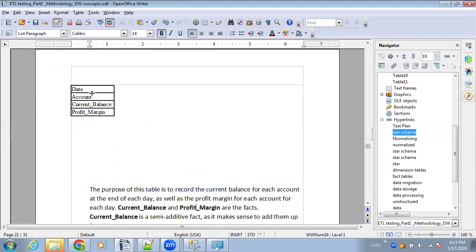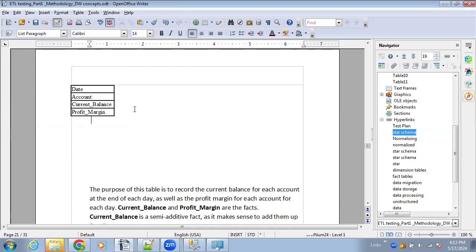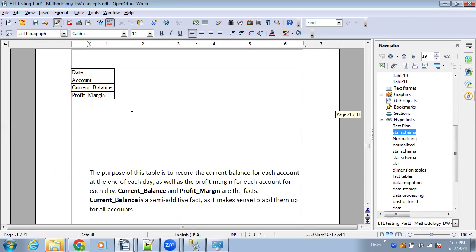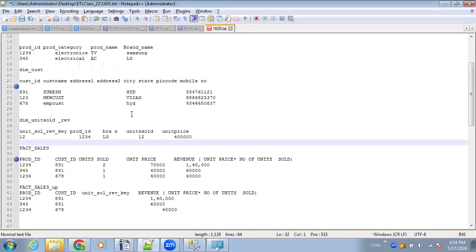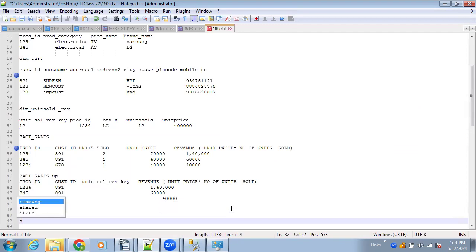There is something like a table that stores the information of date, account, current balance, and profit margin. This table will be maintaining the current balance of this particular account. You have performed some deposits, you have performed some withdrawals, so what is your current balance? And profit margin is how much profit you earn by depositing certain money. What I mean to say is, you have a savings account and you also have some fixed deposits.